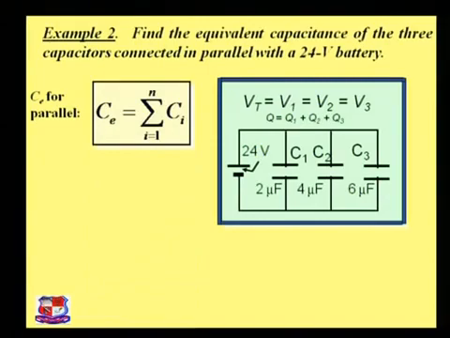Now this is an example based on the parallel circuit. Here we find the equivalent capacitance of three capacitors connected in parallel with a 24 volt battery. The value of capacitor C1 is 2 microfarad, C2 is 4 microfarad and C3 is 6 microfarad, all connected in parallel. Using that equation, C equals C1 plus C2 plus C3, that is 2 plus 4 plus 6, which is 12 microfarad overall capacitance in the circuit. You see that.